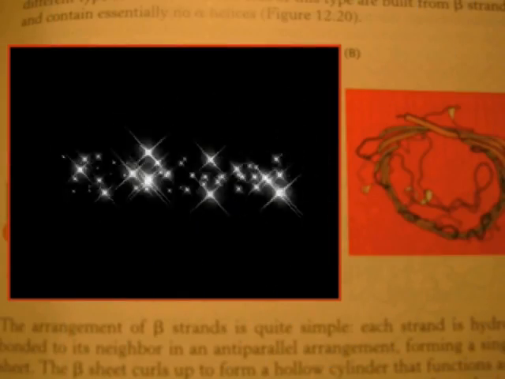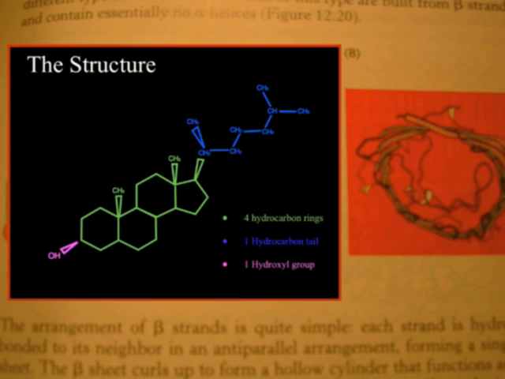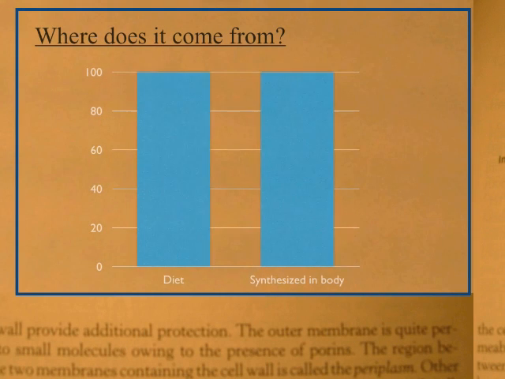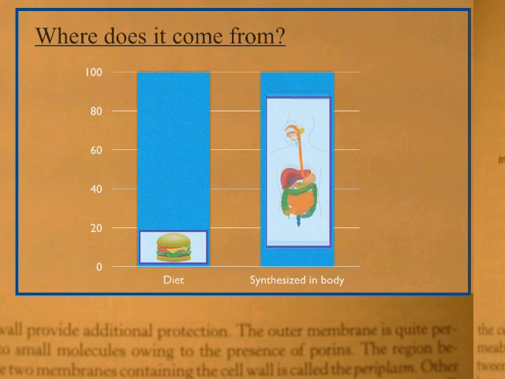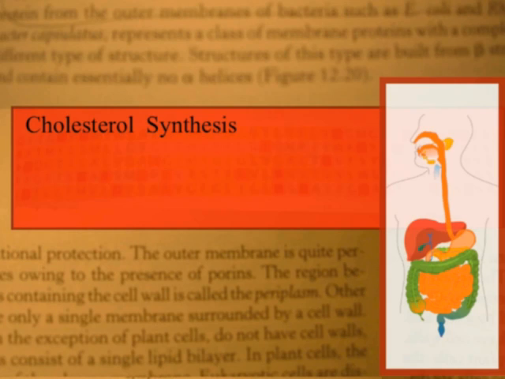Cholesterol. Structurally, cholesterol has 4 hydrocarbon rings, a hydrocarbon tail and a hydroxyl group. 20% of the body's cholesterol comes from the diet, while the other 80% is synthesized in the body. Cholesterol synthesis mainly takes place in the liver and consists of 3 major stages.